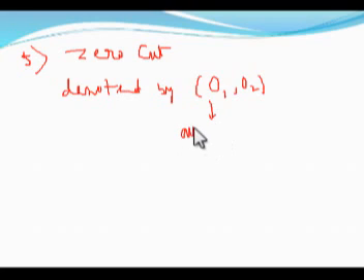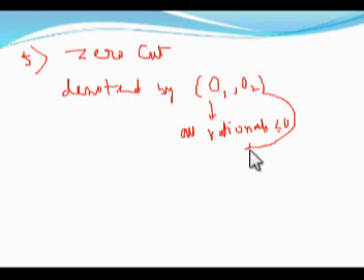rational numbers less than or equal to 0. Rational numbers form a cut, all rational numbers. And 0_2 is the set of all rational numbers greater than 0.